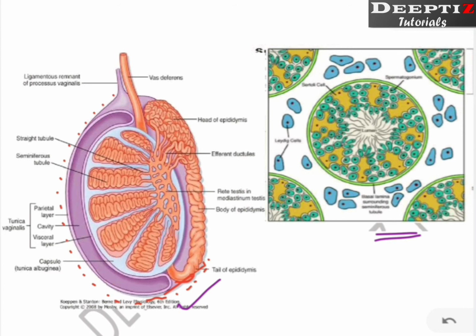Now each part of this testis is important. One by one you can carefully listen. Now this testis has a covering which is 2 layered. Which are those layers?